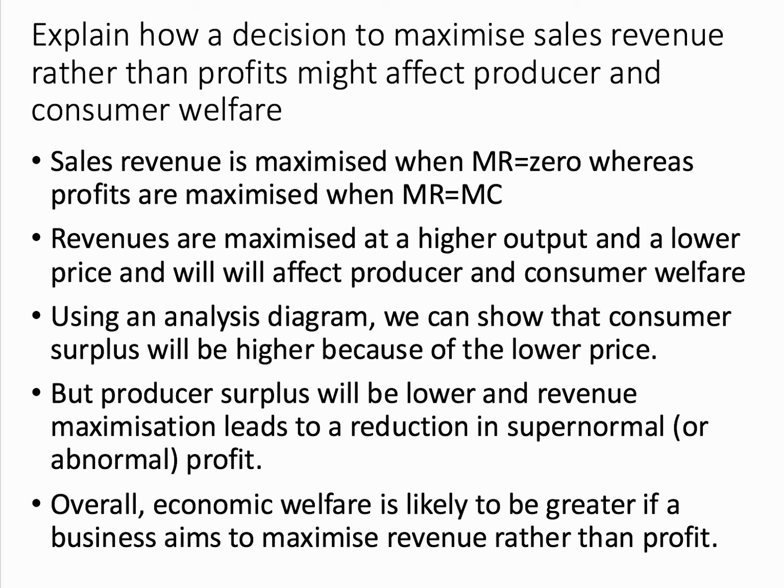Now, we tend to find that those different objectives lead to a different price and output. Revenues are maximized at a bigger output and a lower price than profit maximization. So that's clearly going to have an effect on producer and consumer welfare. We'll show in a second that consumer surplus is bigger and producer surplus is lower when you maximize revenue instead of profit. And overall, probably welfare is likely to be higher.